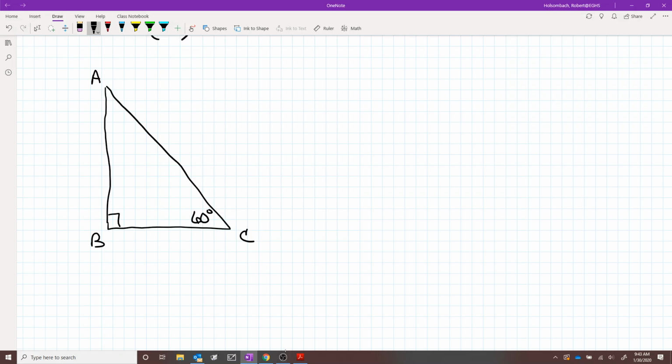So what can we call side AB? The long leg. What about side BC? Short leg, because if angle C is 60, angle A has to be 30. And what's side AC? Hypotenuse. Alright, let me give you the rules first.